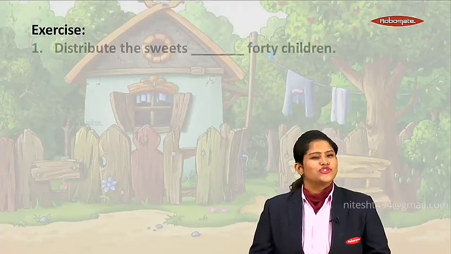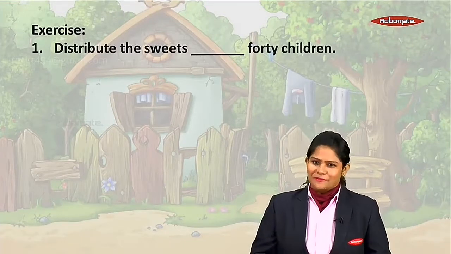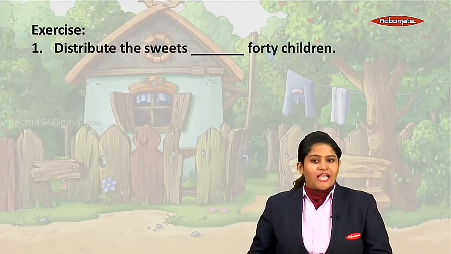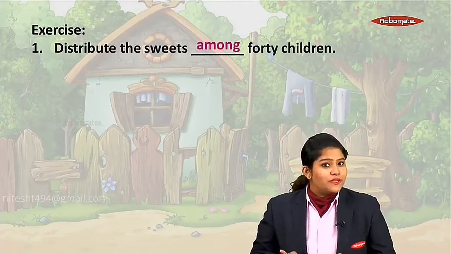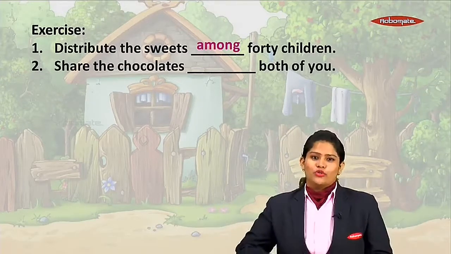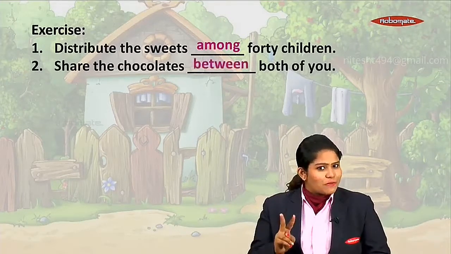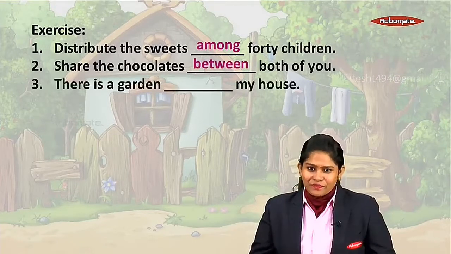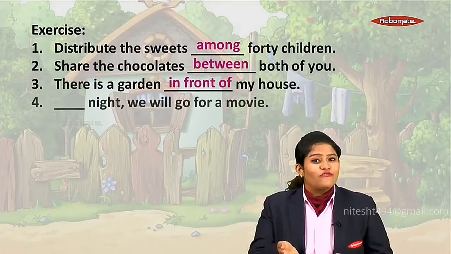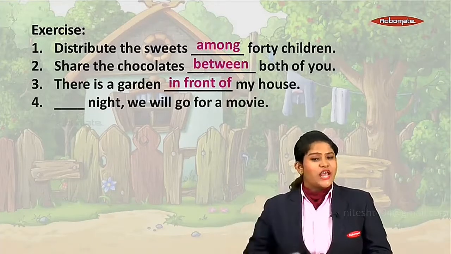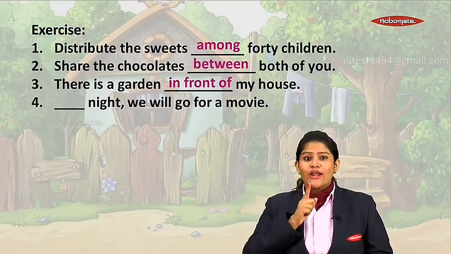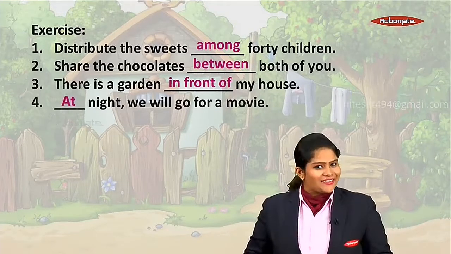Now, after we've done with all the types of prepositions indicating and denoting different expressions, we will go on ahead to a short exercise to understand prepositions. Distribute the sweets dash 40 children. So here it is more than 2 people, so we'll say among. Share the chocolates dash both of you. You have exactly 2 people, so you will say between. There is a garden dash my house, in front of my house. Dash night, we will go for a movie. So if you can remember, when we did dawn and night, we used at.